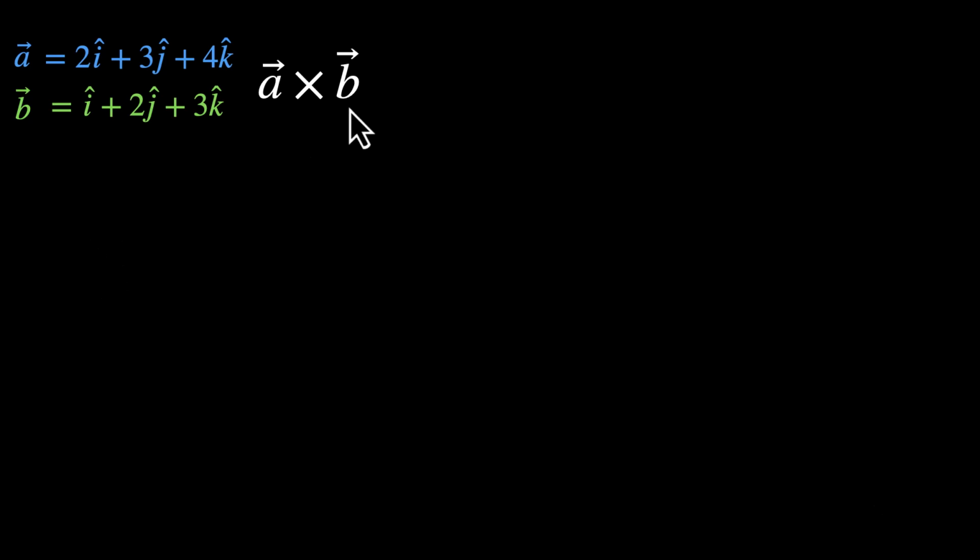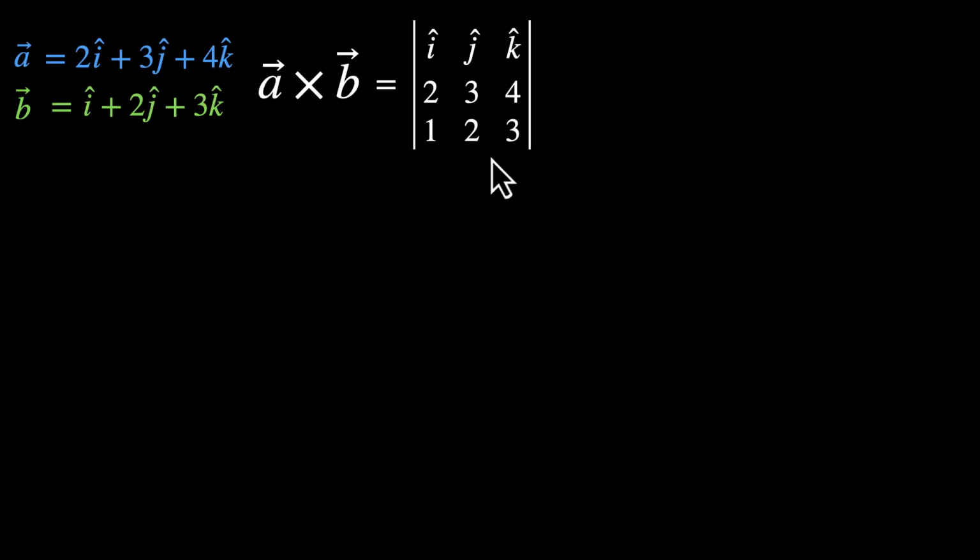So A vector cross B vector, that's equal to the determinant of i cap, j cap, k cap, 2, 3, 4, and then 1, 2, and 3. So i cap, j cap, k cap, the components of A vector and the components of B vector. The resultant of this determinant is going to give us A vector cross B vector.